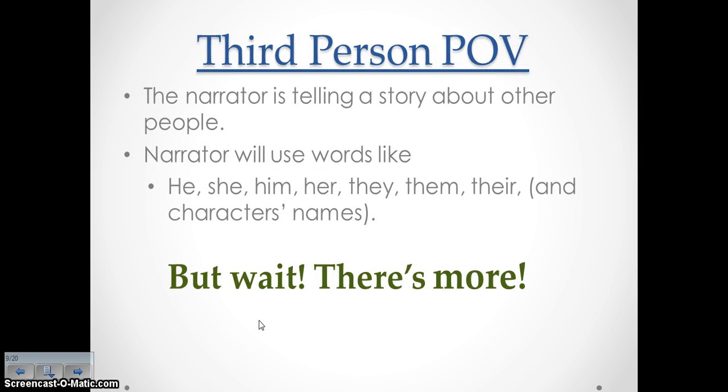Okay, now, third person point of view. This is where it gets a little bit interesting because there's different options for a third person point of view. The narrator is telling a story about other people. So that means that they're removed from the story. They're not going to say I, me, or we, but they'll use words like he, she, him, her, they, them, their, characters' names as well.